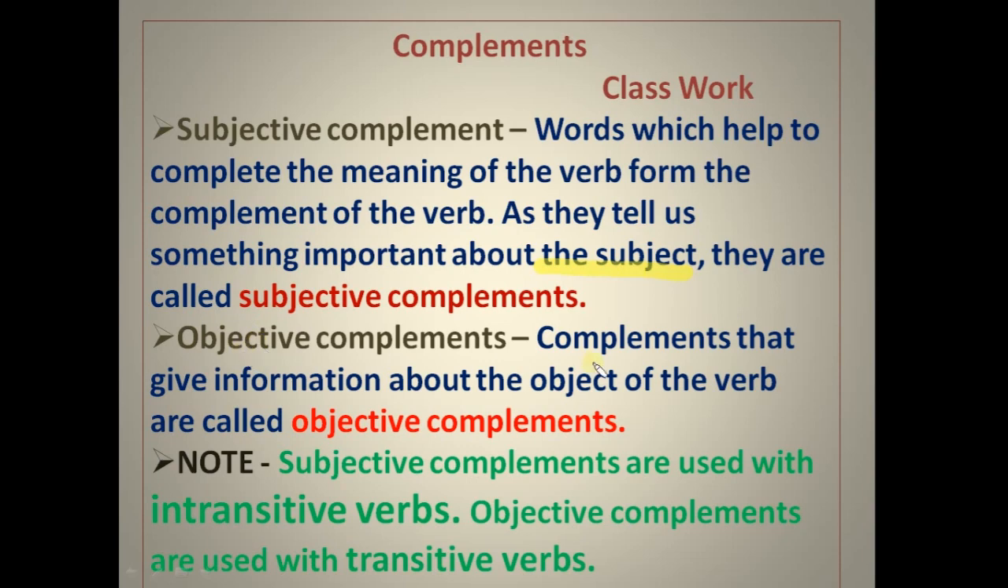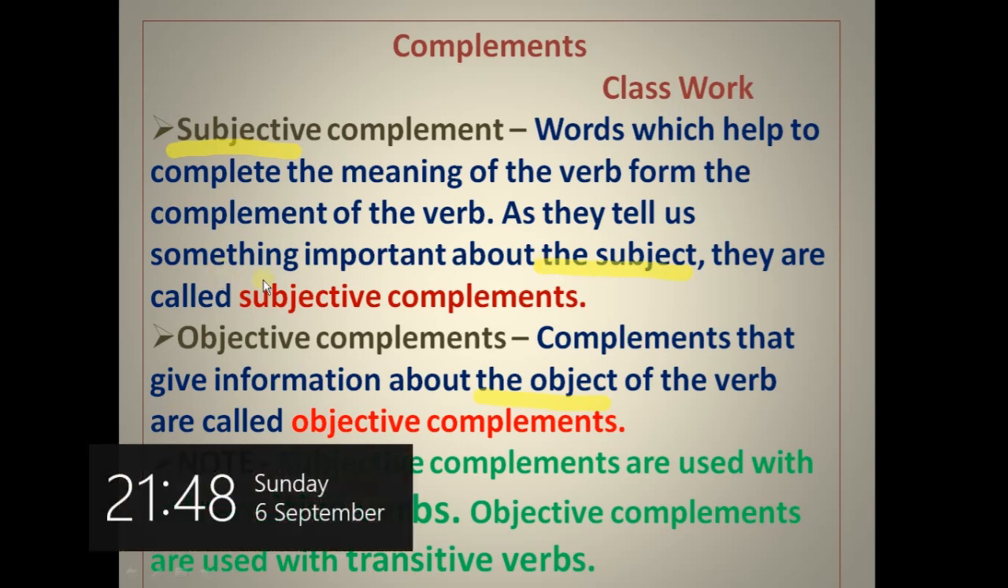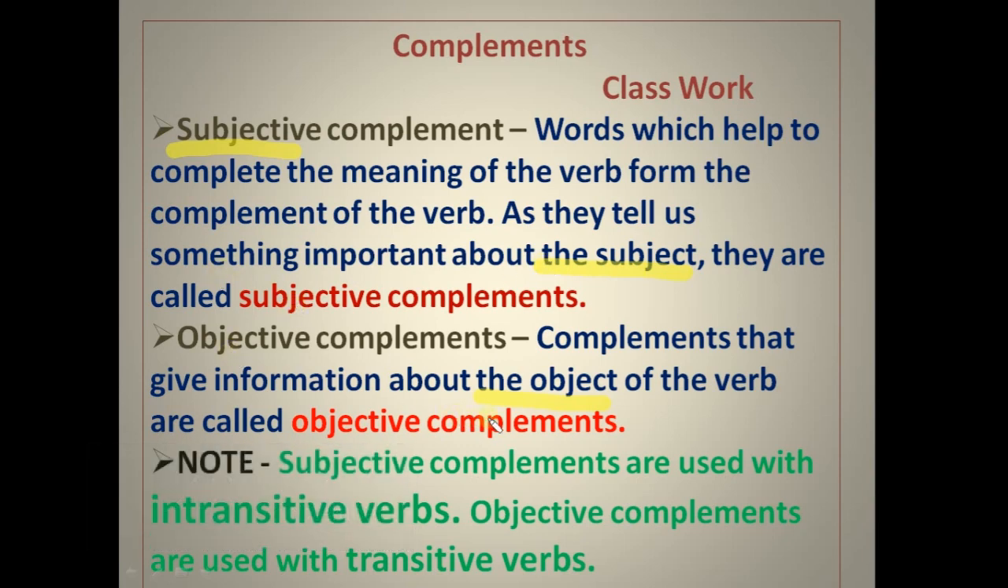Objective complement, a complement that gives information about the object. So I think I understood. Subjective complement is important information about the subject. Objective complement is information about the object of the verb. So they are called objective complements.